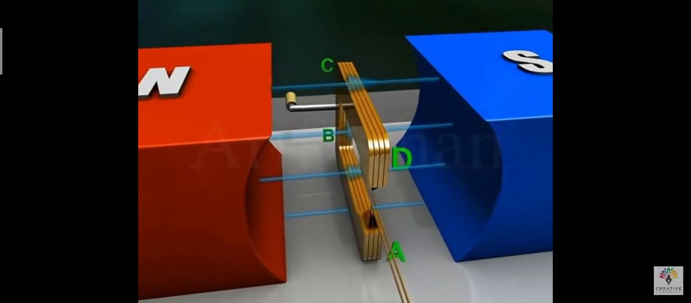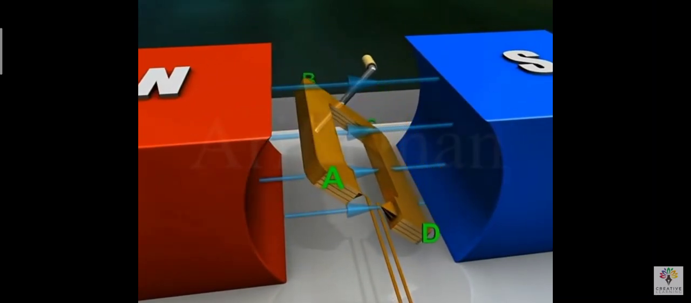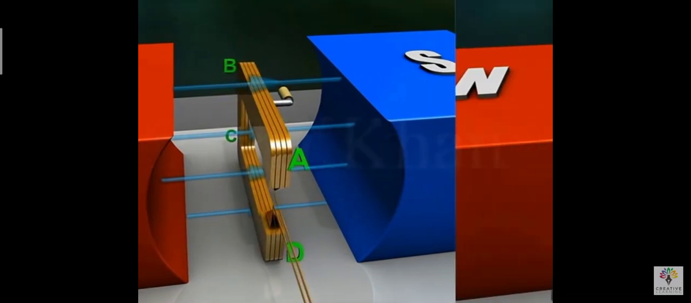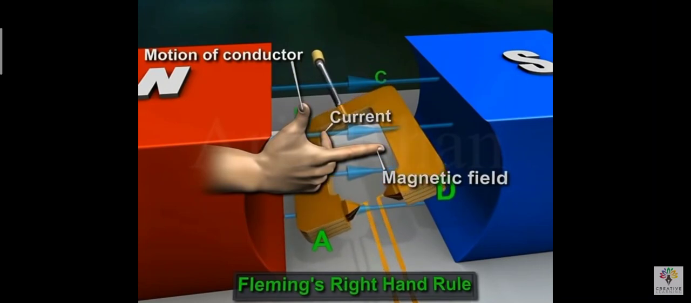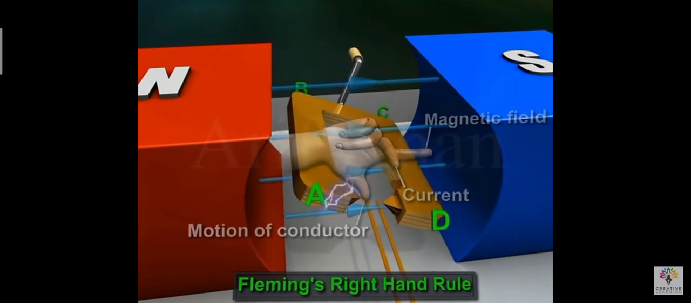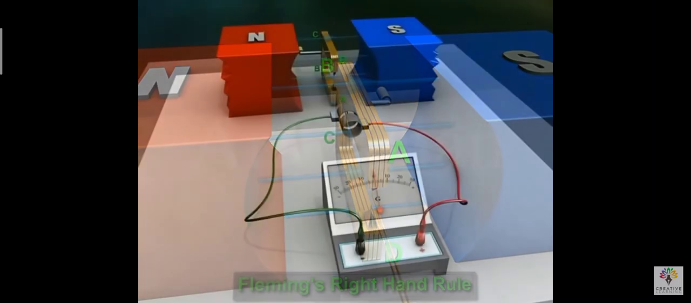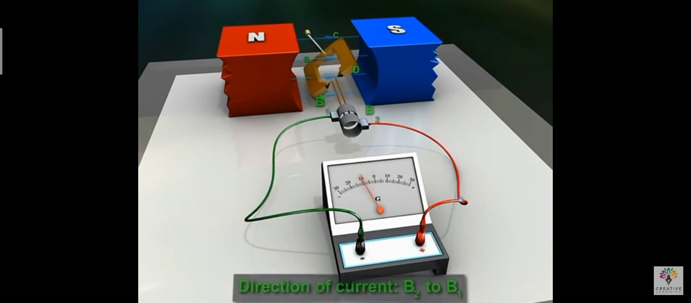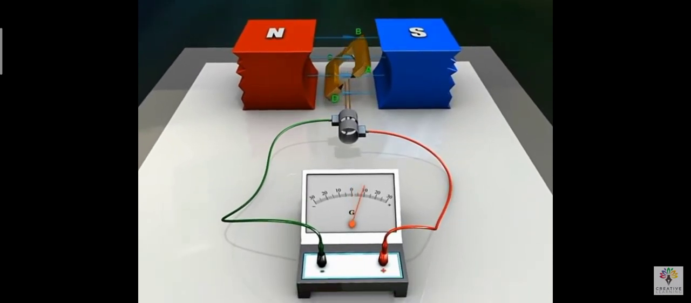Now during the next half rotation, arm AB moves up while arm CD moves down. Again by Fleming's right-hand rule, current will flow in the direction ABCD, that is, from B2 to B1 through the galvanometer. Thus, the induced current changes its direction every half rotation.